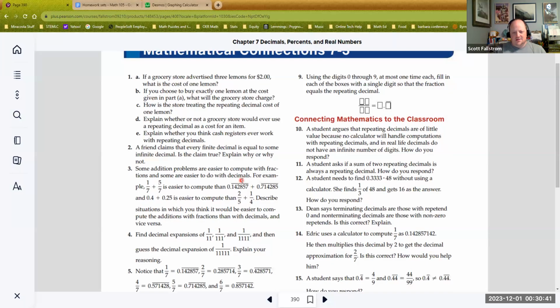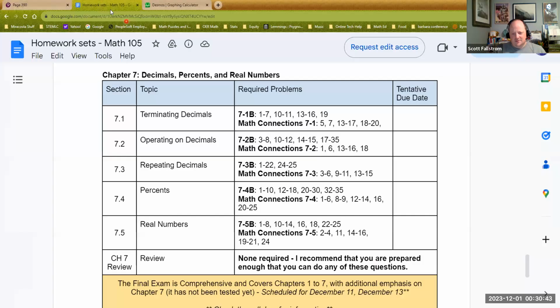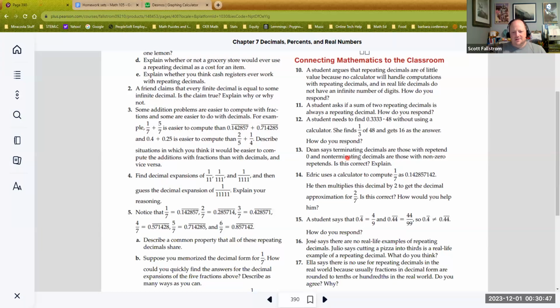So I think I then did 13 through 15. Okay, so a couple extras here. Dean says terminating decimals are those with a repetend 0, and non-terminating decimals are those with non-zero repetends. Is this correct? Now, again, the book may not even define it. Maybe Dean's trying to come up with something on his own, but does it make sense? Would that be the case?